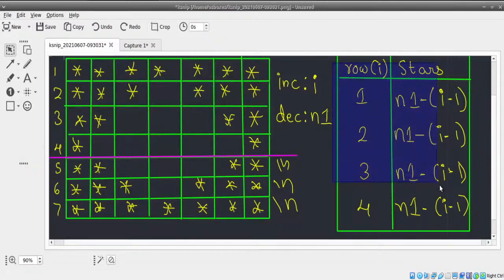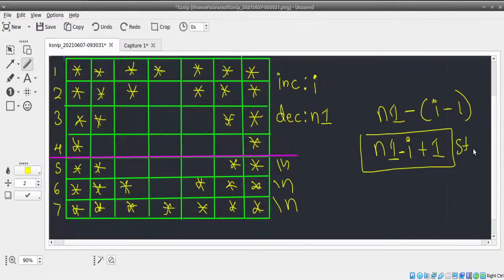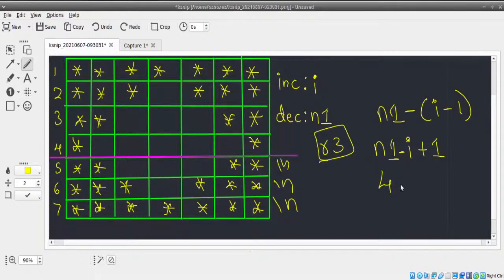So the number of stars we need to print is n1 minus of I minus 1. If you multiply the negative value, that becomes n1 minus I plus 1. That means there are n1 minus I plus 1 stars in every row number I. Let's see if it is correct. Let's take row 3. What is the total number of lines? 4. What is the I value? 3. 4 minus 3 is 1, 1 plus 1 is 2. So row 3 should have 2 stars.